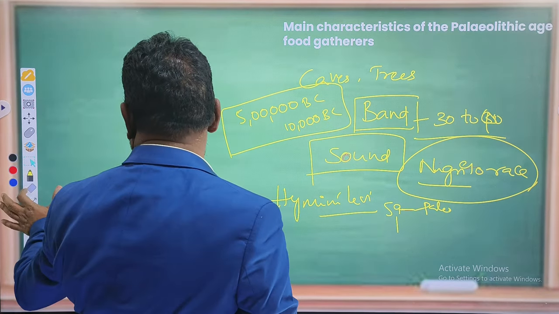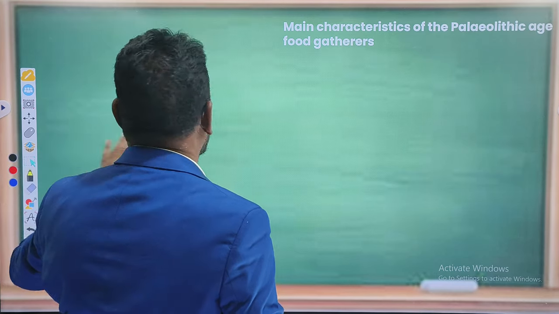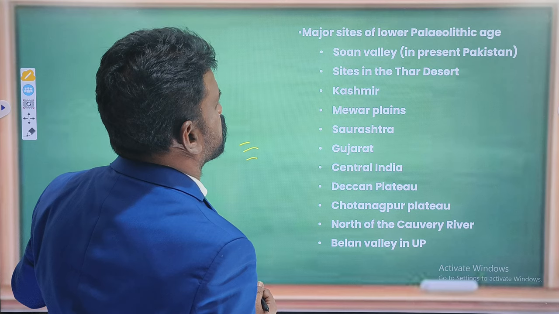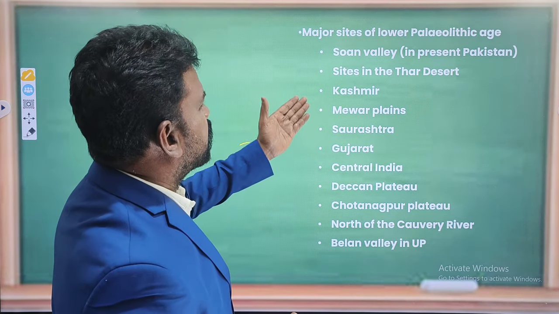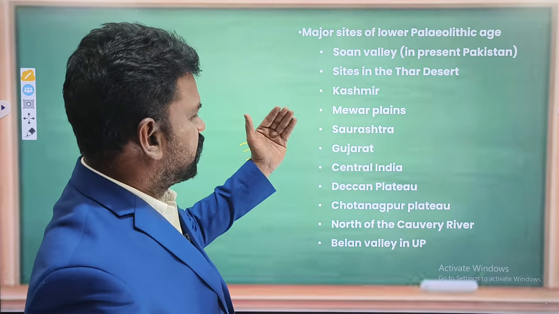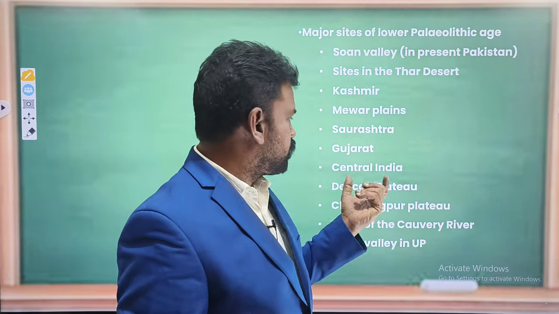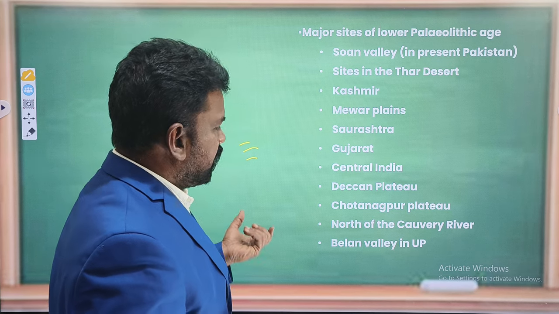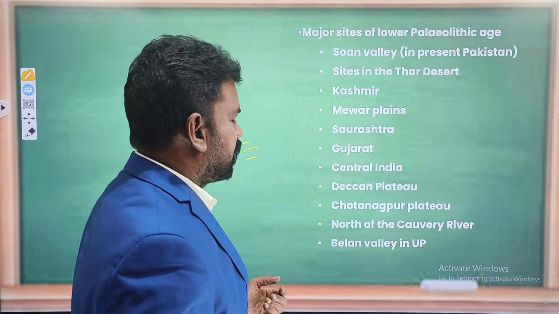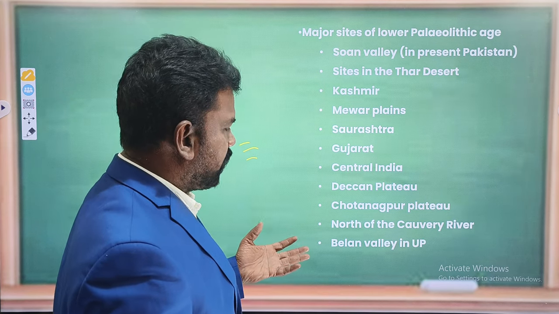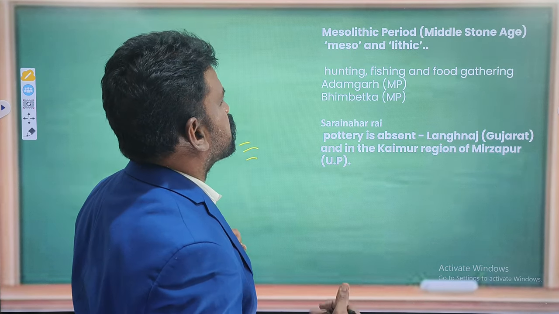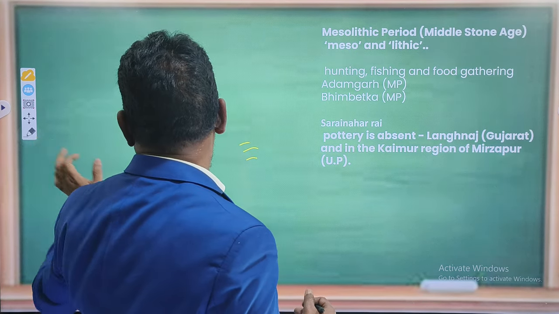The major sites of the Paleolithic age: Sohan Valley, Thar Desert, Kashmir, Mewar, Saurashtra, Gujarat, Central India, Deccan, Chota Nagpur Plateau, north of the Kaveri River, and Belan Valley in UP. These were important Paleolithic sites.